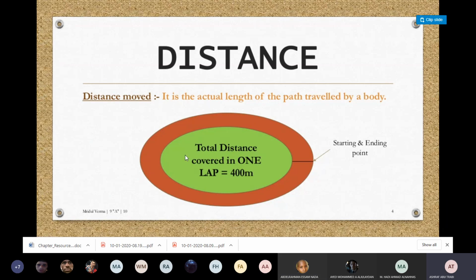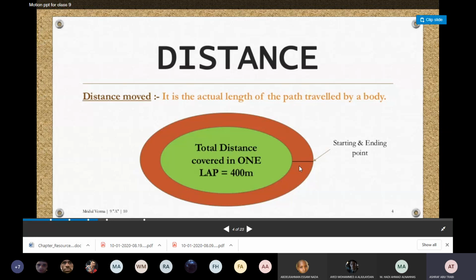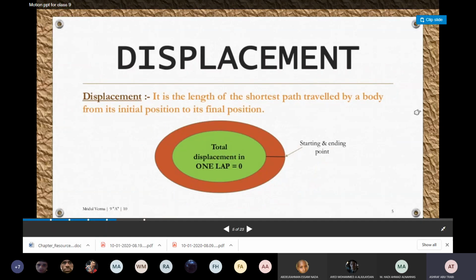The distance covered, for example, if we have a car that starts from the starting point and returns to the ending point, which is the same as the starting point. The distance covered is what, guys? The total distance covered in one lap equals 400. But because we are returning to the same point, what will be the displacement, guys? Zero. Excellent. So it will be 0. Why will it be 0?